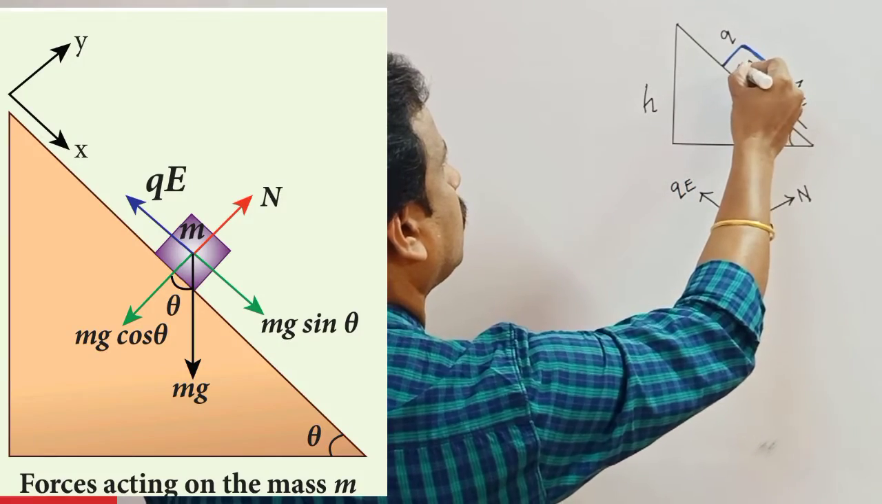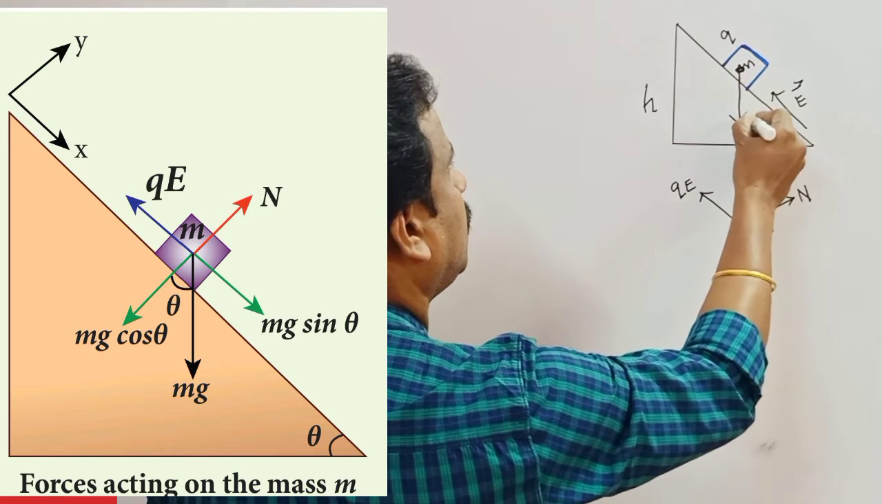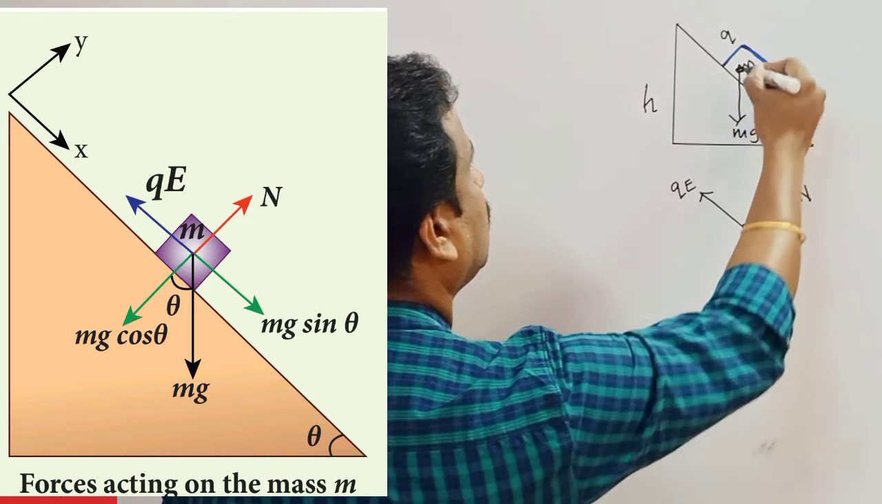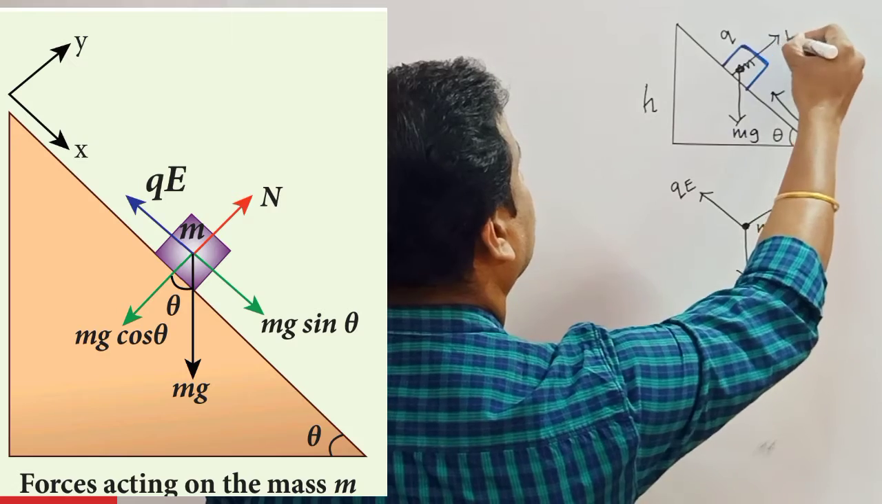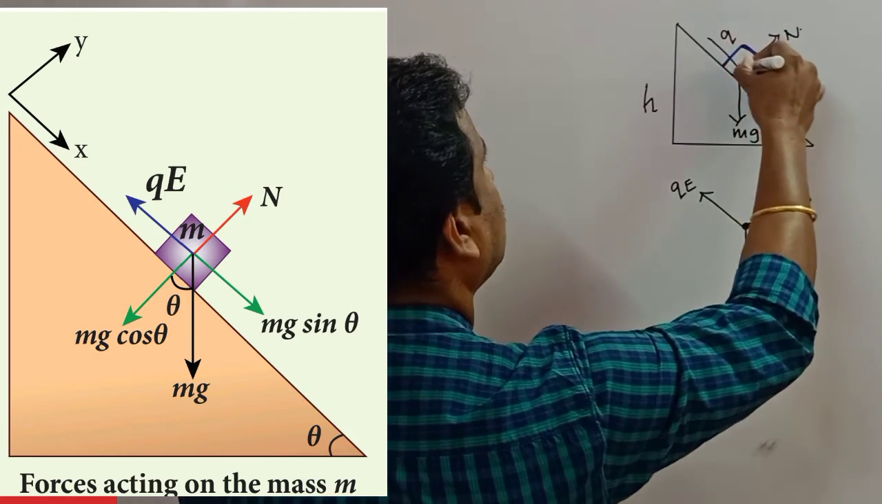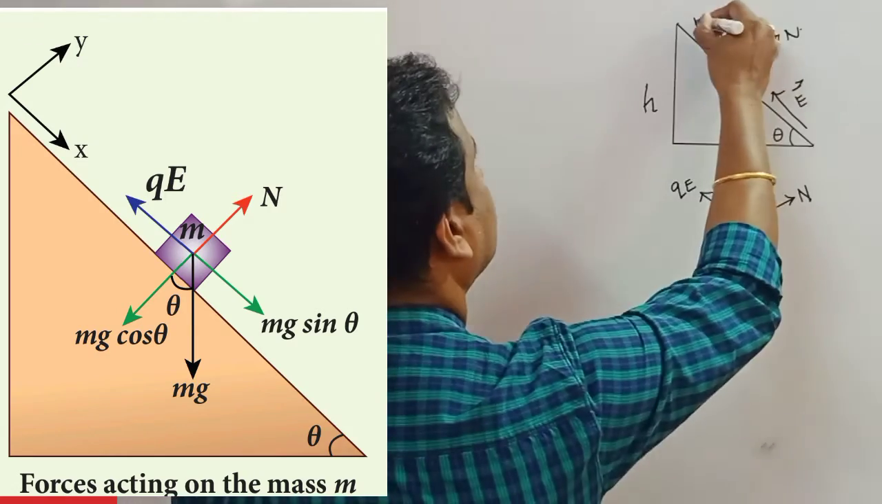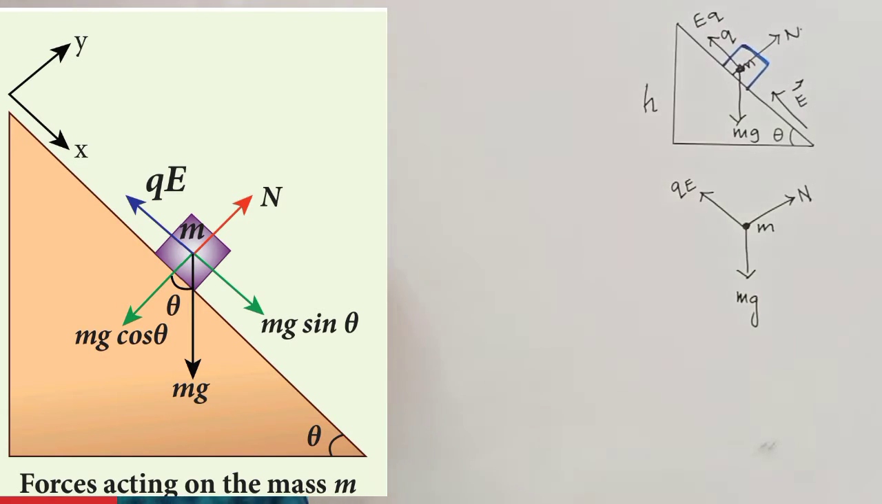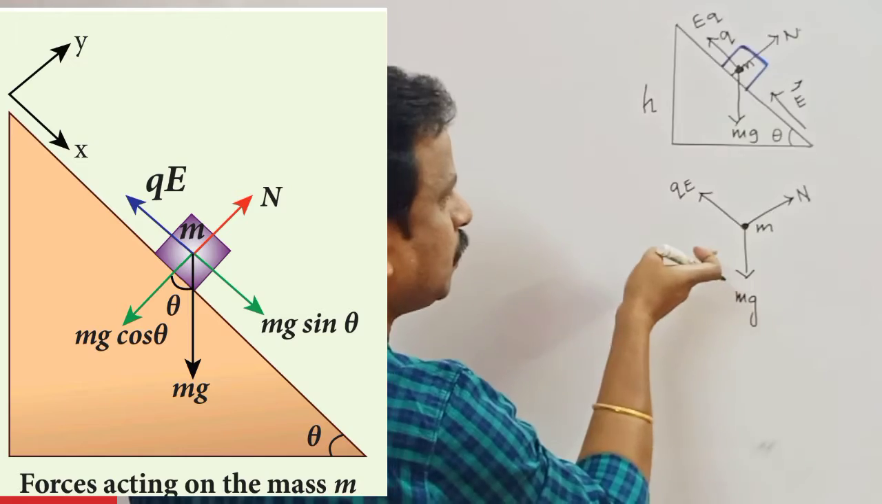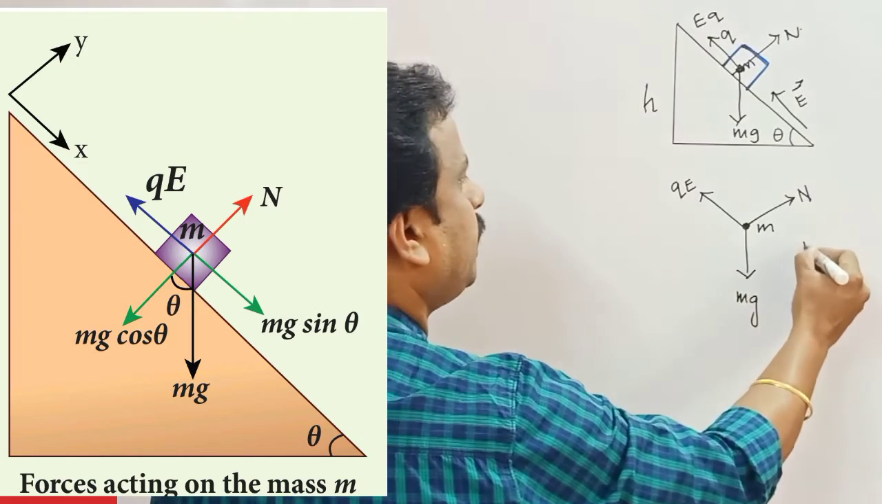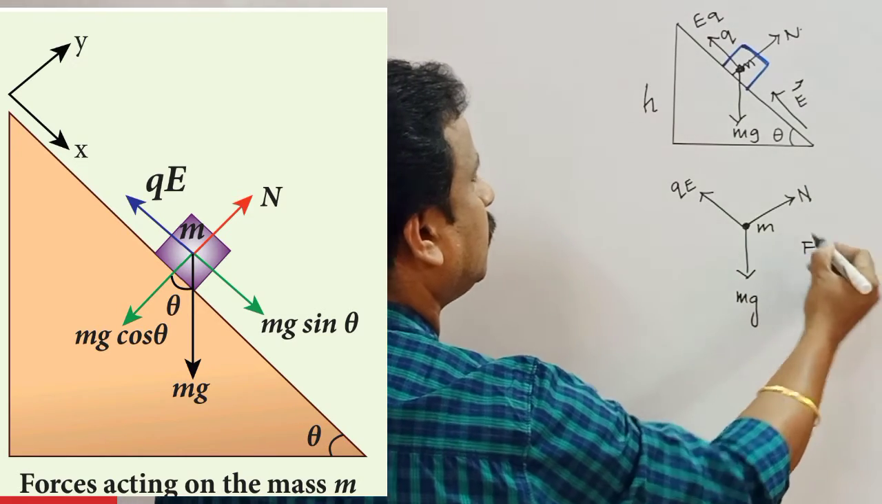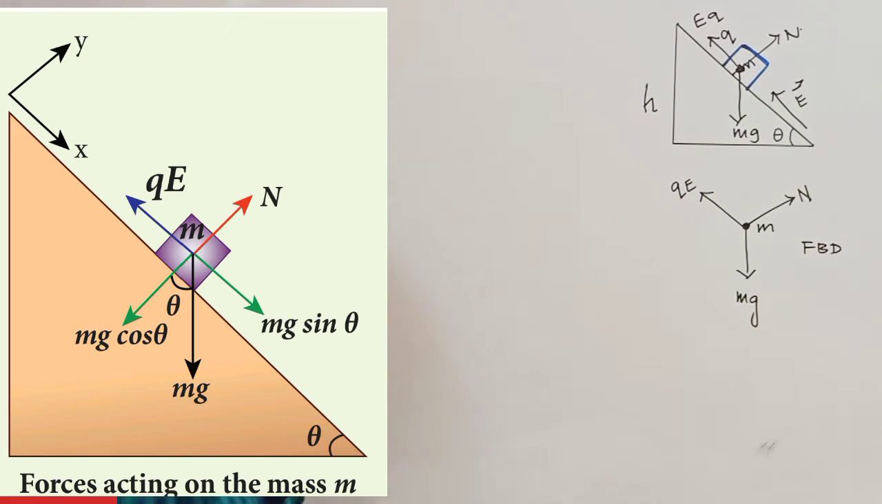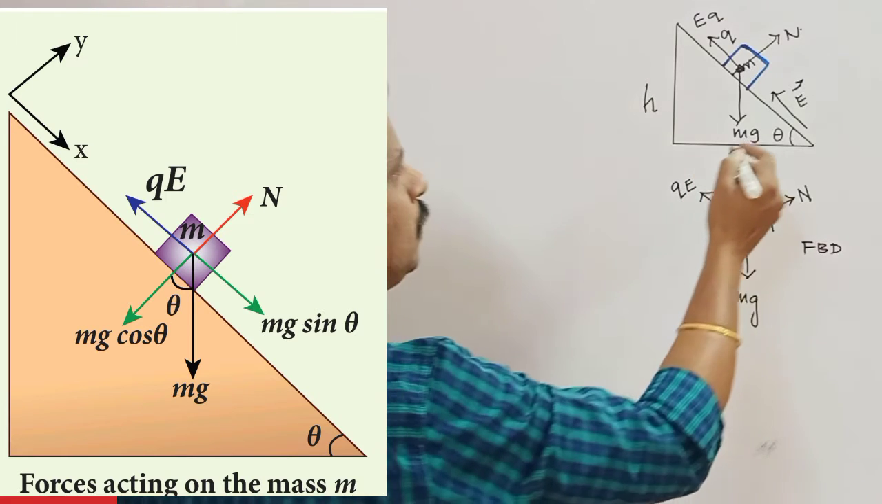So this is the block. Therefore mg is the downward force. Normal will act perpendicular to the surface and there is a force F equal to EQ, or F vector equal to QE vector. All the forces, as you are seeing in the free body diagram, this is FBD, free body diagram. So you are seeing the same situation here, and now I am going to resolve this.